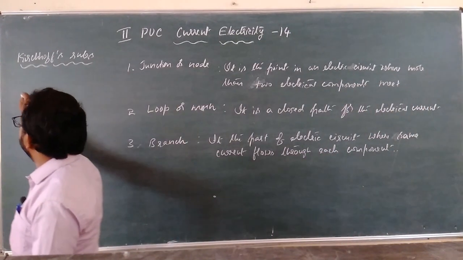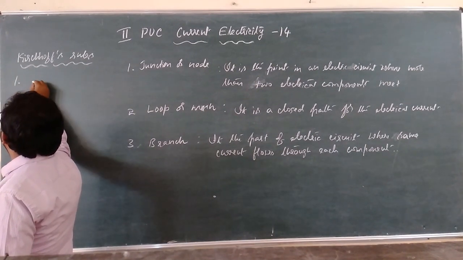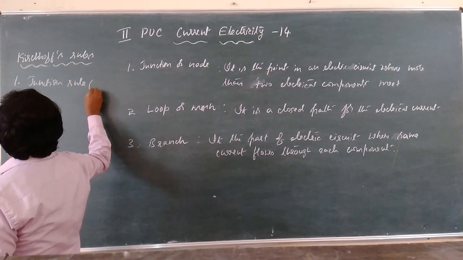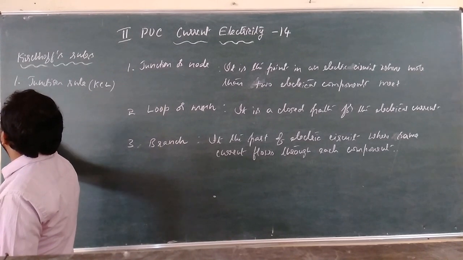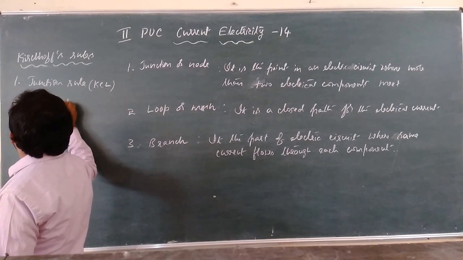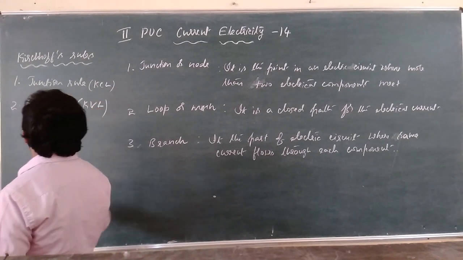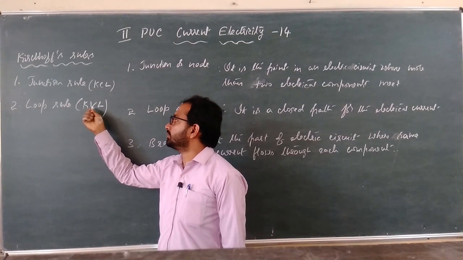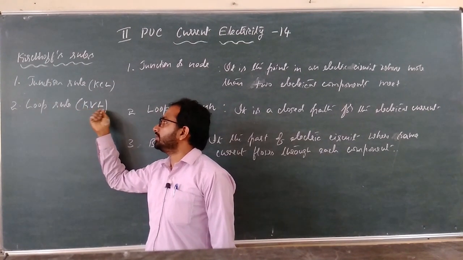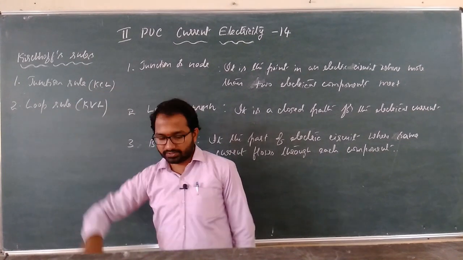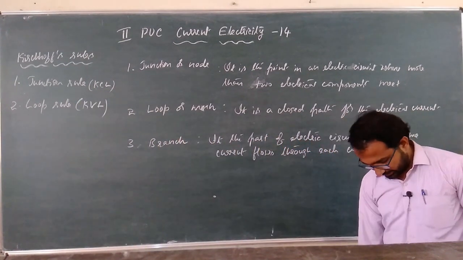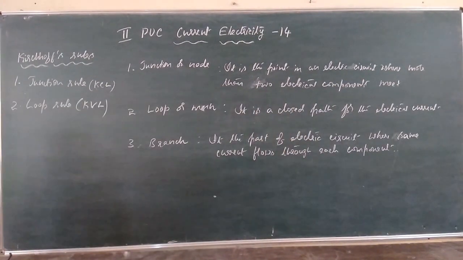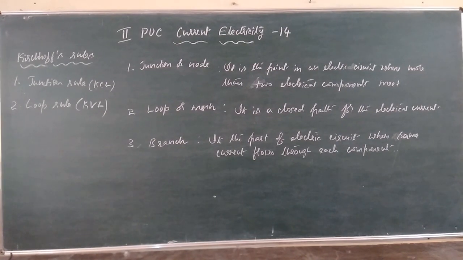Okay, so Kirchhoff's rules. First one is the junction rule, Kirchhoff's current law. Second one is loop rule, Kirchhoff's voltage law, KVL. Okay, KCL means Kirchhoff's current law. KVL means Kirchhoff's voltage law. Okay, Kirchhoff's voltage law is called loop rule. Kirchhoff's current law is called junction rule. Okay, so next we discuss about these two laws.